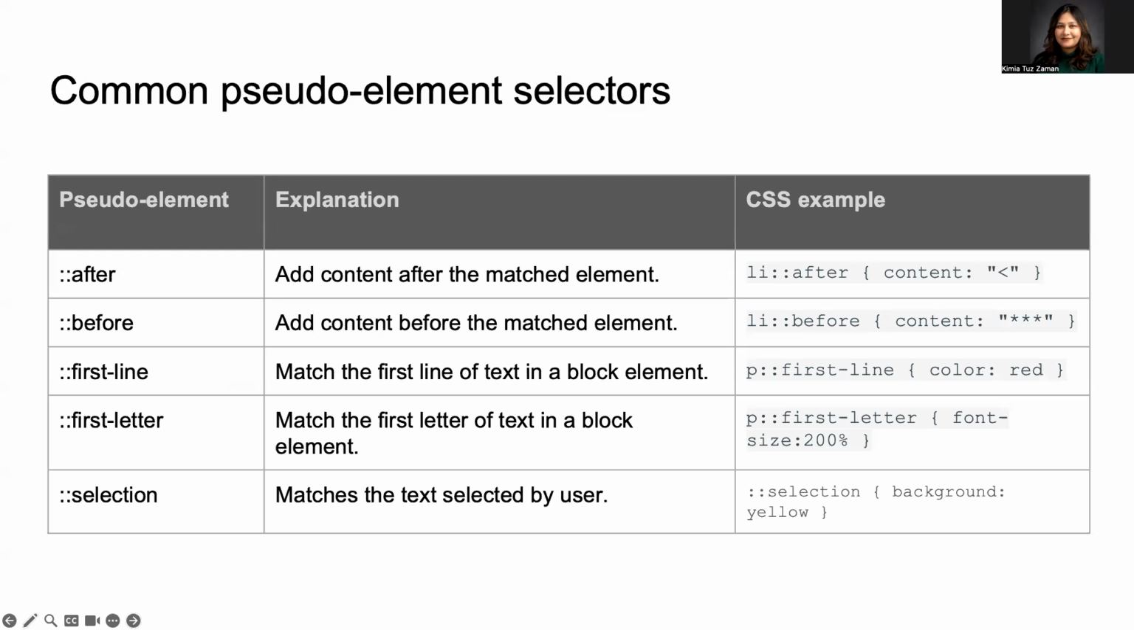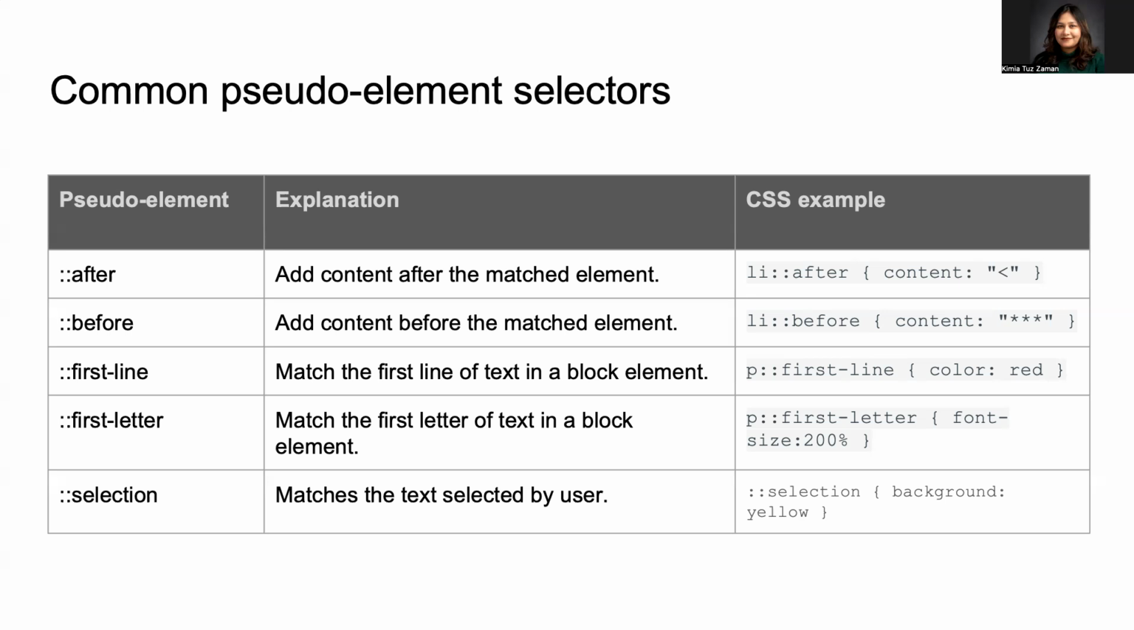Now let's look at some common pseudo-element selectors. The ::after selector lets us add content after an element. For example, li::after with content greater-than will automatically add a greater-than symbol after every list item. The ::before selector does the opposite. It adds content before an element.